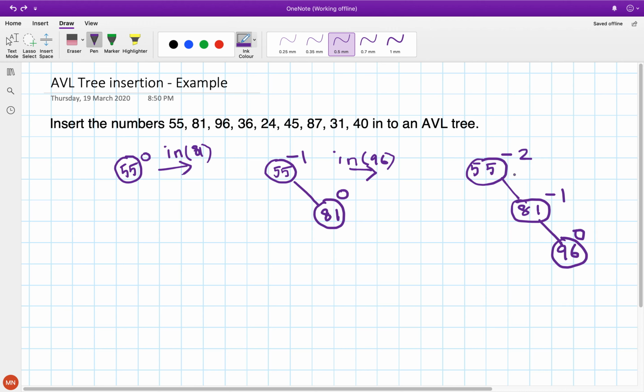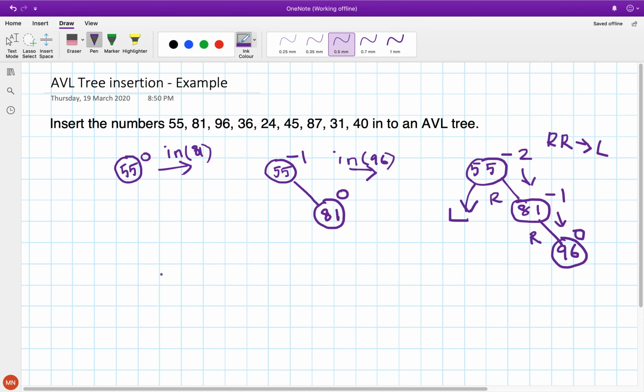Now we have to take two movements from this node 55 to the newly inserted node 96. So the movement that we should perform is one this way and the other one this way. So this is essentially a right movement. If you have a case where we have the right movement, in order to balance it we have to perform a left rotation. So we have to rotate the number 55 to the left. When we perform the rotation of 55 to the left, then 81 will become the root, and 55 will be on the left side of 81.